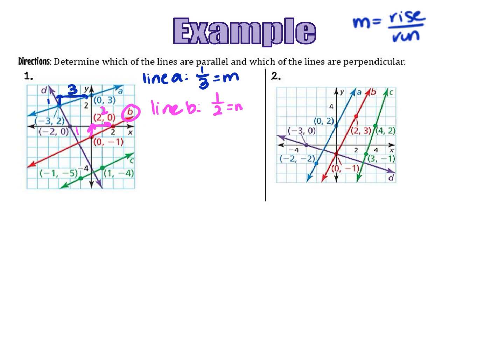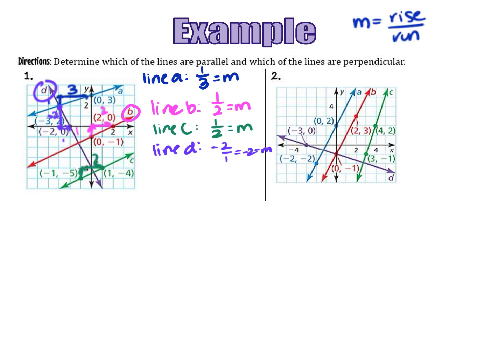So line B has a slope that is 1/2. And then line C has a rise of 1 and a run of 2, so it also has a slope of 1/2. And then our very last line, line D, if we go from left to right on line D, we have a rise of -2 because it's going down 2 and a run of 1. So line D has a slope of -2 over 1, or just -2.